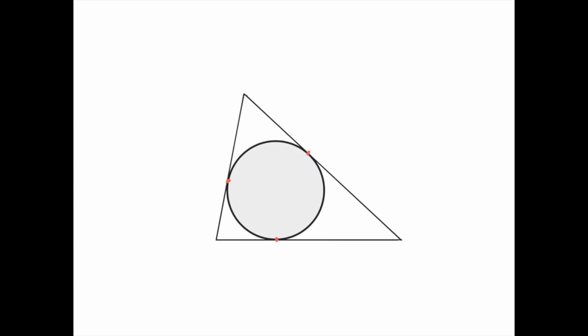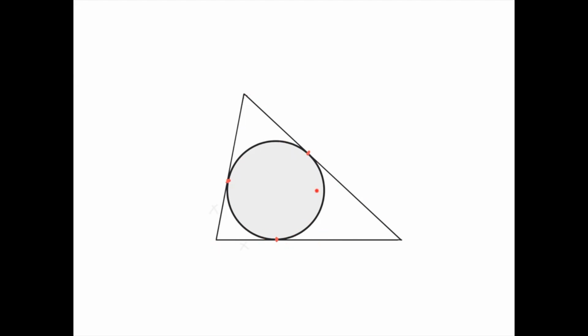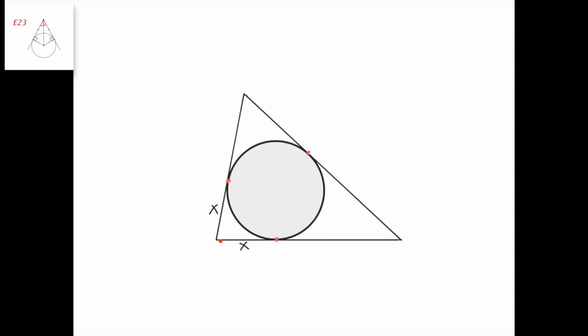Now we're going to discover other useful properties of the incircle and the excircles. Suppose first that I have a triangle with an incircle inscribed in it. Then if I call this segment x, then the length of this segment will also be x. Similarly, if this is y, then this is also y, and if this is z, then this is also z.